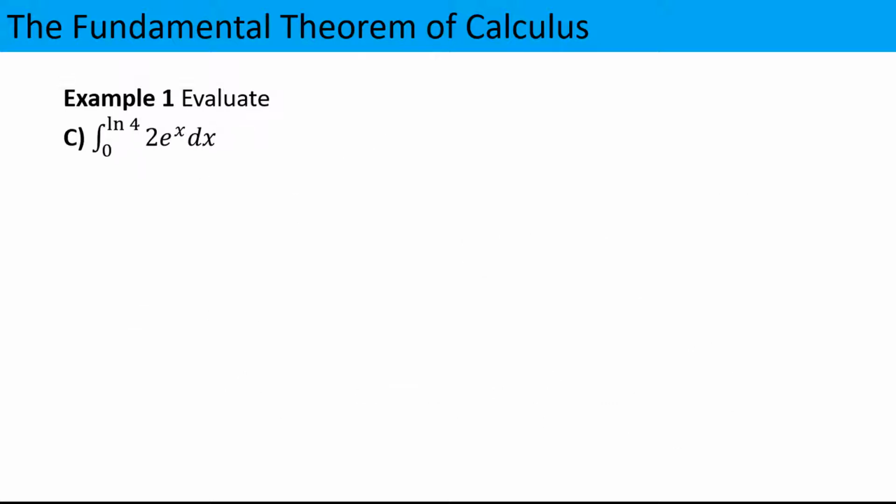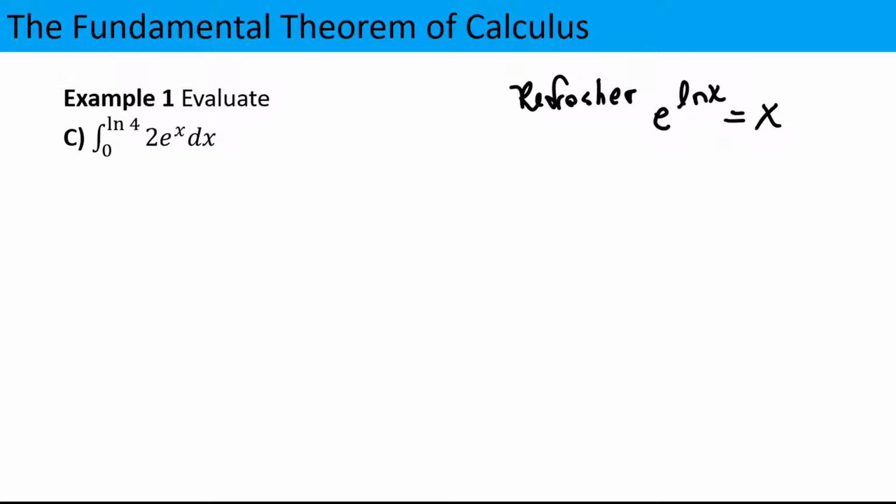Part C. Evaluate the integral from 0 to the natural log of 4, 2 times e to the x dx. Before we proceed with this, let's have a quick refresher on some exponential properties. And the one that I have in mind is if you have e to the ln of x, that is equal to x. That'll come in handy as we solve this problem.